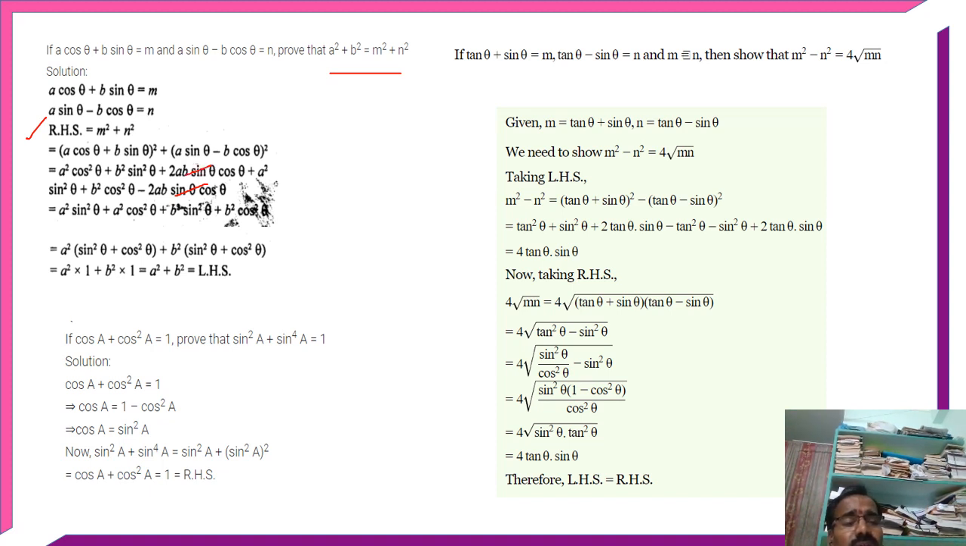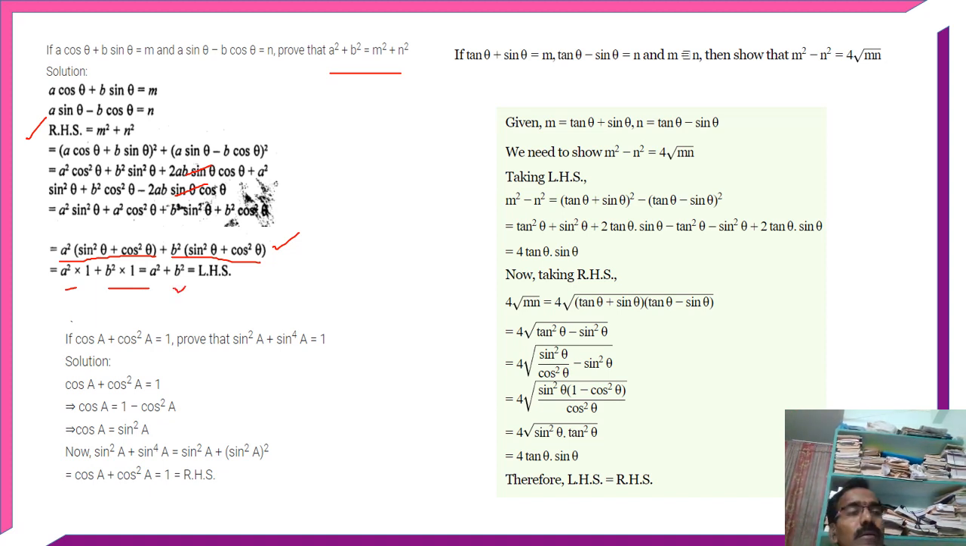A square sin square theta plus A square cos square theta plus B square sin square theta plus B square cos square theta. If we factorize, A square of sin square theta plus cos square theta plus B square of sin square theta plus cos square theta. From the first identity we can write 1, so A square into 1 is A square, B square into 1 is B square. So A square plus B square, we proved.